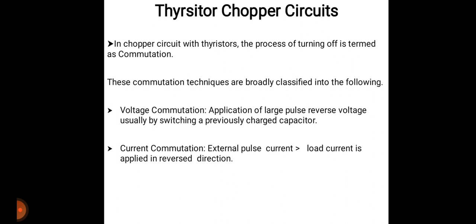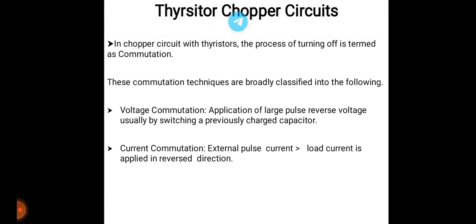In voltage commutation, a conducting thyristor is commutated by the application of a pulse of large reverse voltage. This reverse voltage is usually applied by switching a previously charged capacitor. The sudden application of reverse voltage across the conducting thyristor reduces the anode current to zero rapidly. Then the presence of reverse voltage across the SCR aids in the completion of its turn-off process.